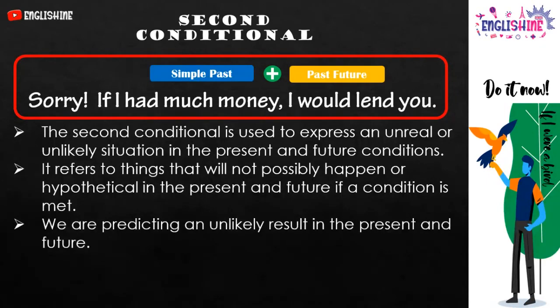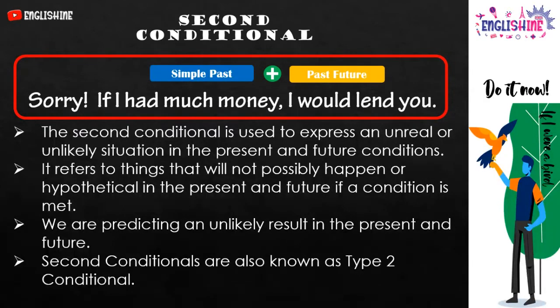We are predicting an unlikely result in the present and future. Second conditionals are also known as type 2 conditionals. The second conditional uses simple past in the if clause and the past future in the main clause.